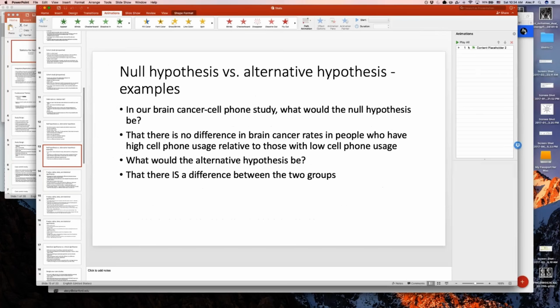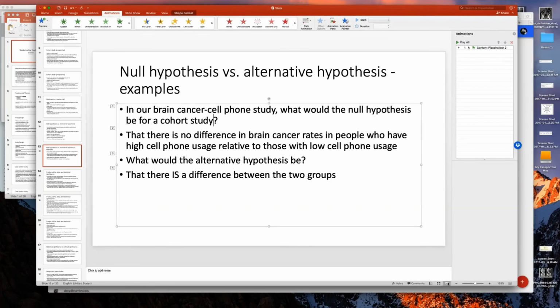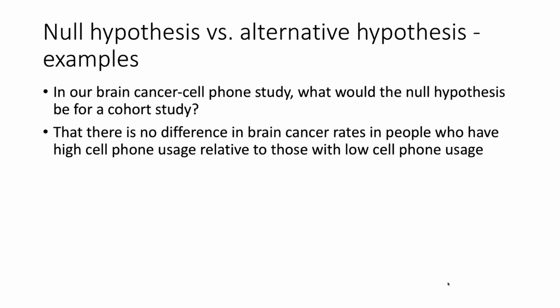So in our brain cancer example, this will be for a cohort study, right? So for a cohort study, this is true. Okay. So a case control study, remember, is different. A case control study is you're looking at people that have the disease versus people that don't have the disease. And then you're going back in time and seeing were they exposed.